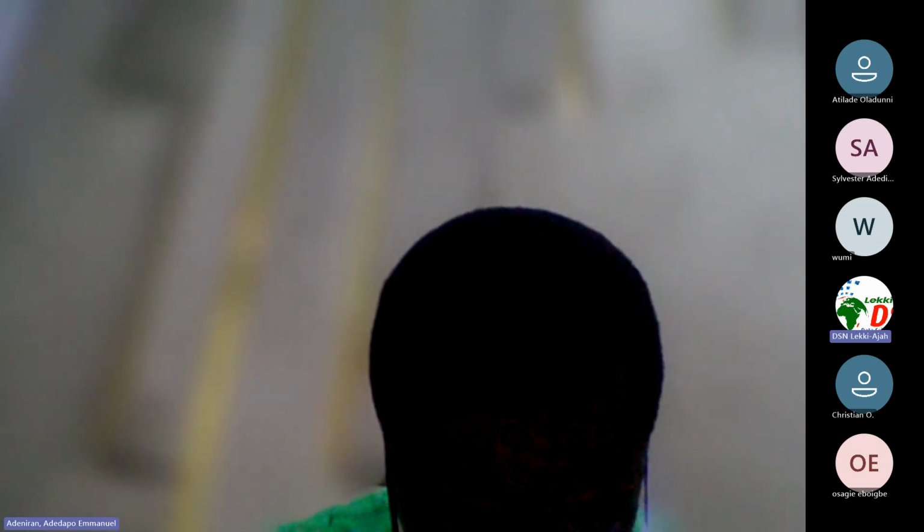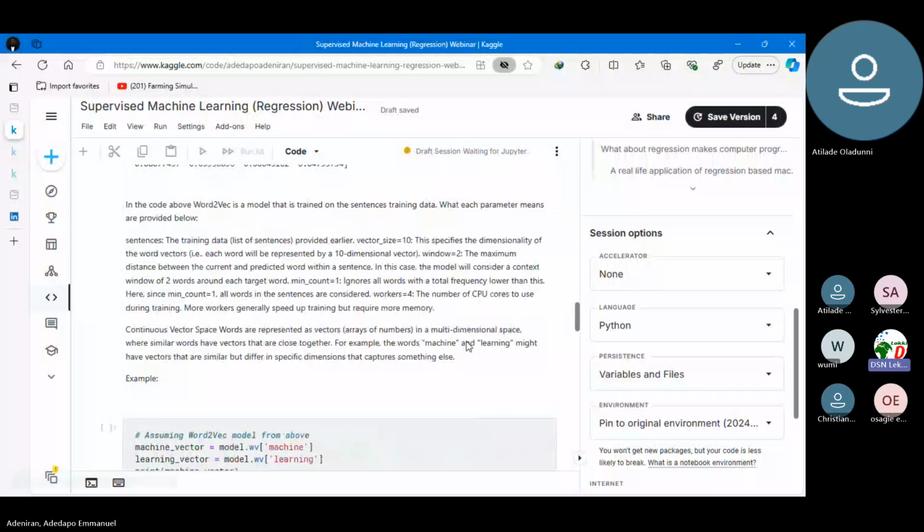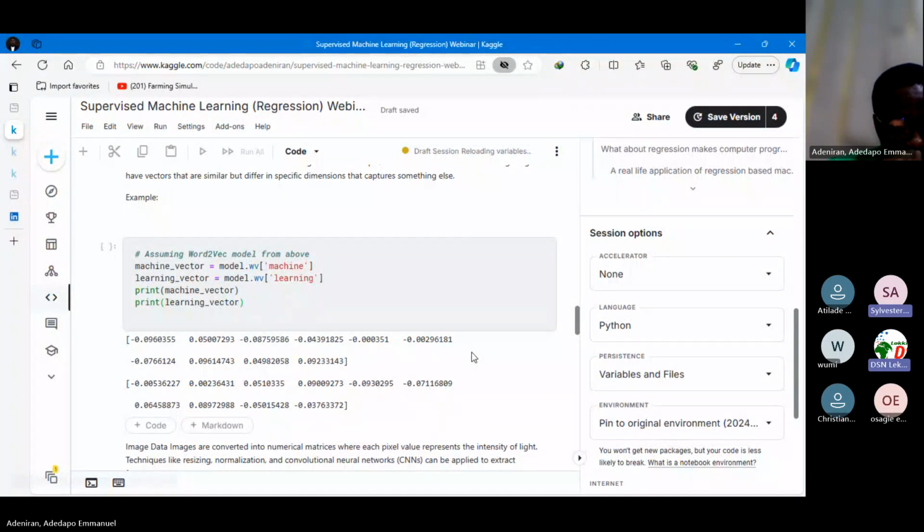So I'm going to share the window. Okay, can you all see the window I'm sharing right now? Yes, I can see.